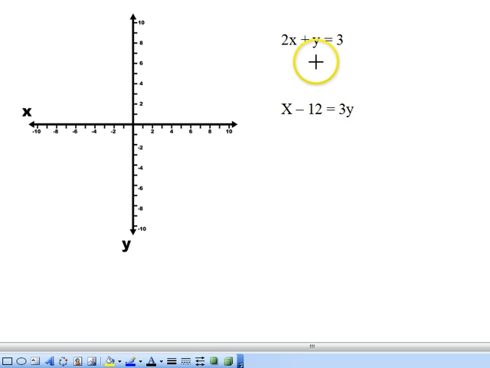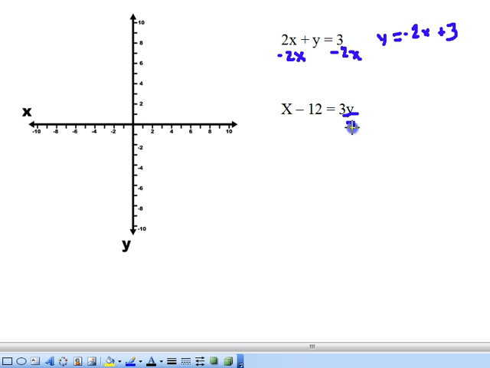For this equation first, always just go step by step. We need to isolate y, so we're going to subtract 2x from both sides. Then we get y equals negative 2x plus 3.